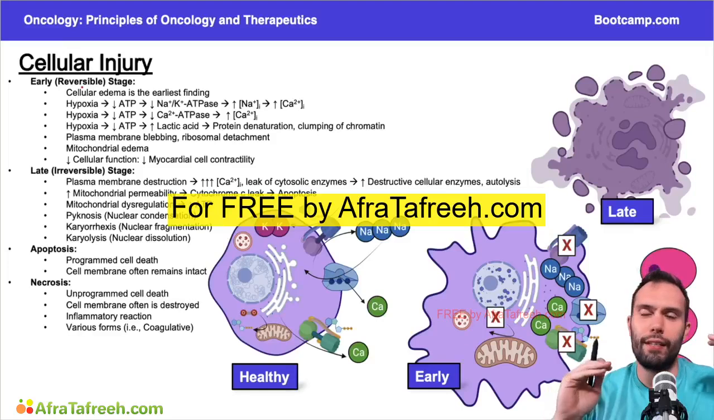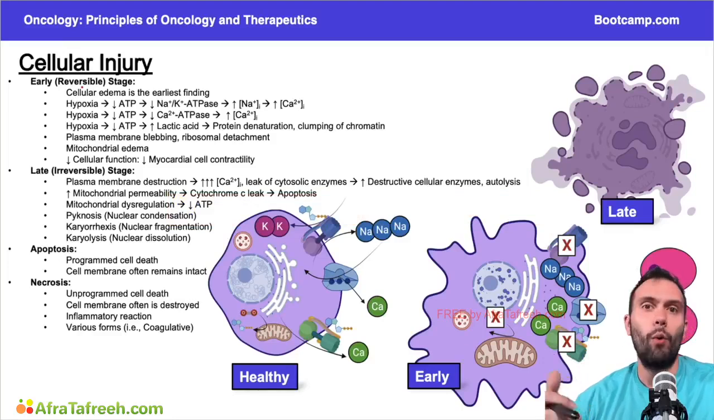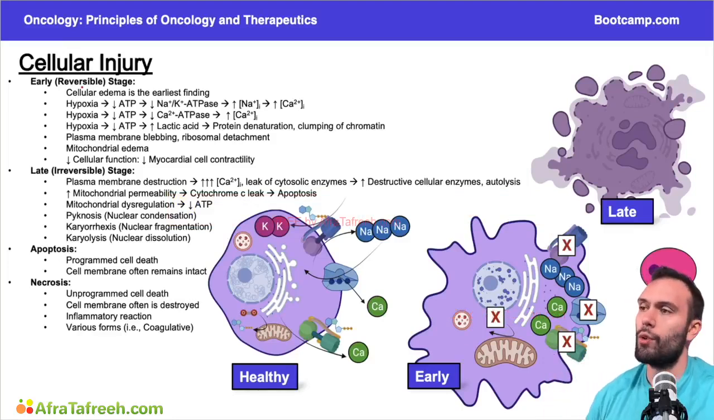All right, so now we're going to zero in on the cell and talk a little bit about cellular injury. Sometimes these mechanisms are important to understand and distinguish. So we'll walk through this process of what happens to a healthy cell, the early findings that we see with cellular injury, and then some of the late findings.